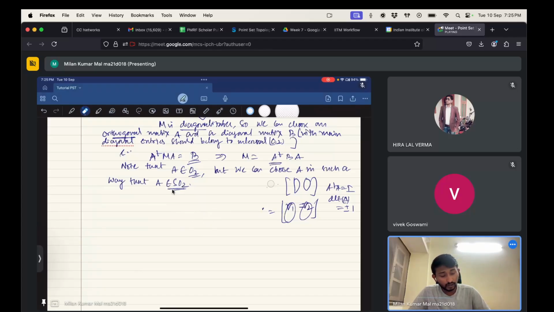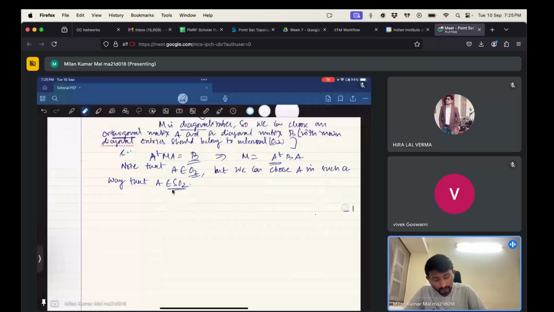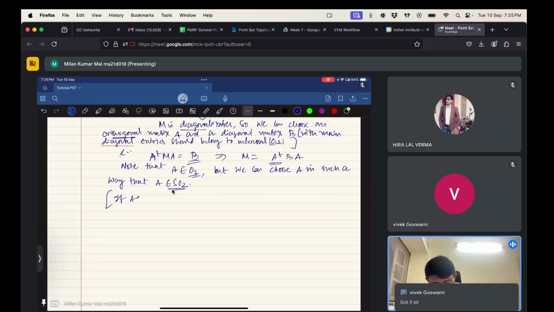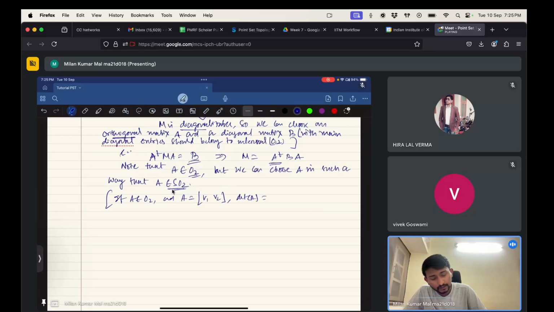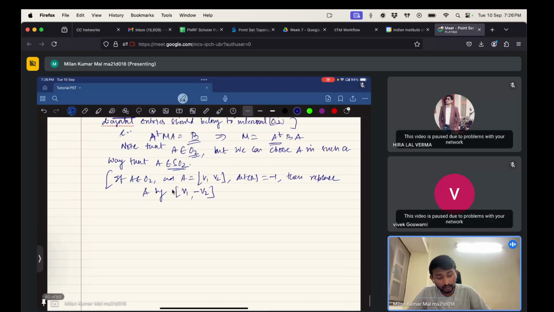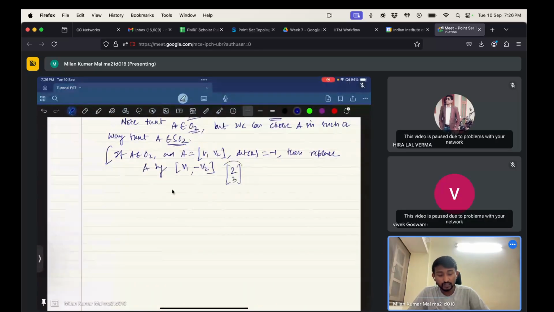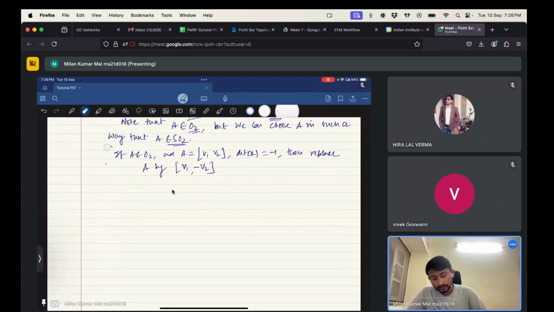So in short, what I will write here: if A is in O2 and A is equal to V1, V2, and the determinant of A is equal to minus 1, then replace A by the matrix V1, minus V2. We can put the minus 1 in any place, that doesn't matter. These V1, V2 are not single elements, they are 2 by 1 column vectors. So this is the main point.